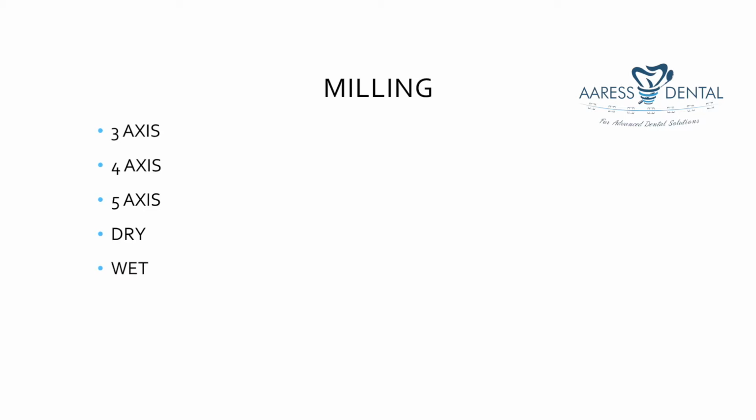Again, there is one more segregation in the milling machine as dry milling and wet milling. Dry milling is used for zirconia milling and for plastic milling like PMMA or wax milling. Wet milling is mainly used for milling titanium frames, and in certain cases we can mill even Emax with wet milling.